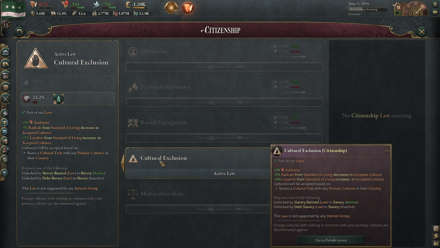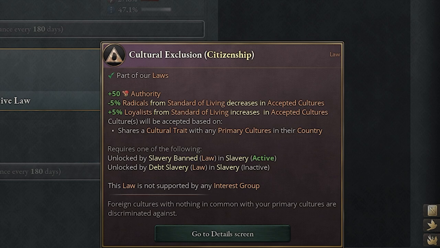Cultural exclusion is another one I would probably skip. Very similar to national supremacy. It's okay. You get 50 authority. You have a minus 5 and plus 5% for the standard of living decreases and increases. That's very small, so really, you're not going to see much of an impact there. And you do have a little bit more acceptance where you share a cultural trait, any cultural trait, with any of the primary cultures in their country. So that's pretty good. But again, it may lower some of your radicalism by a little bit, or your radicals, but it's not going to make that much of a difference.